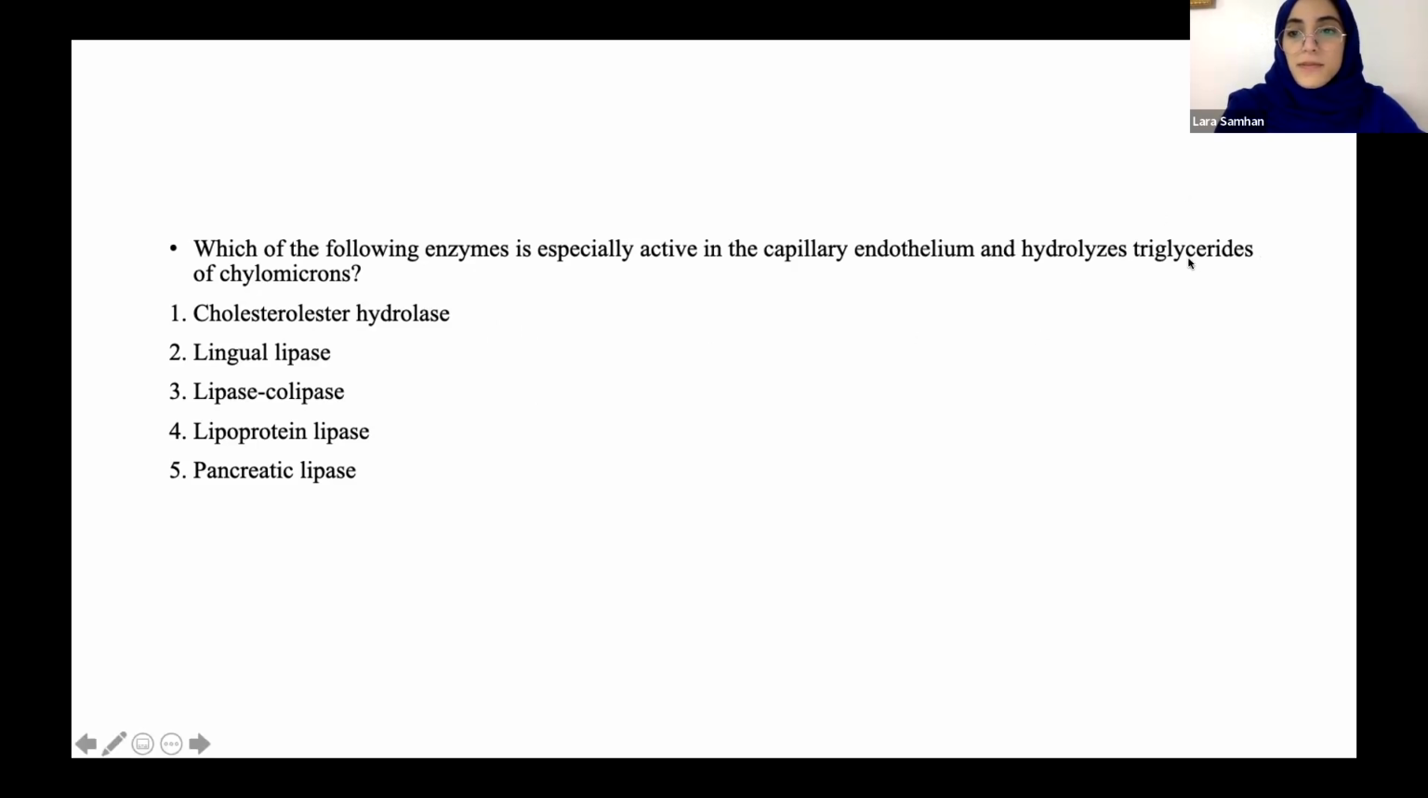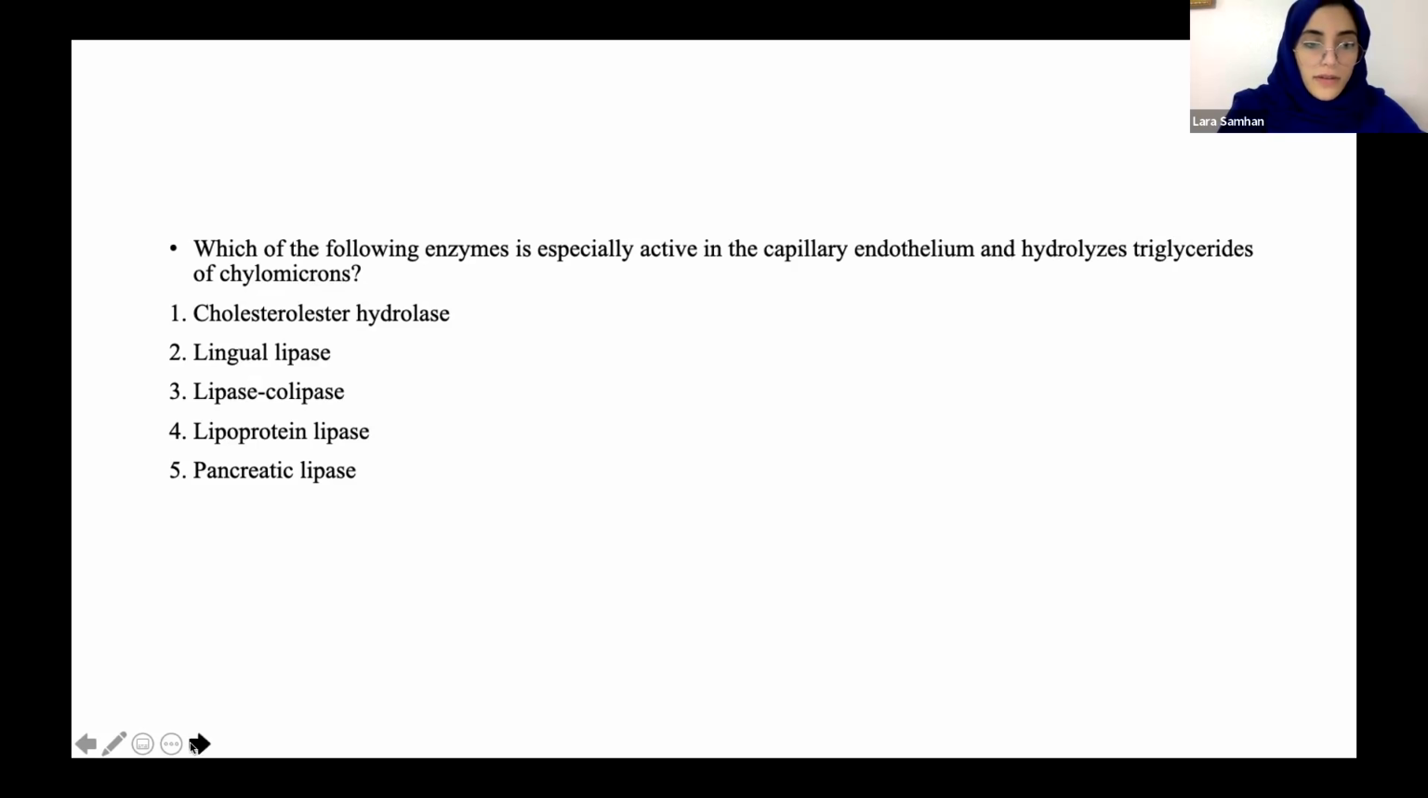So this question asks about triglycerides. Maybe a couple of answers can be correct, but which is the most correct among those choices? Okay, so we're going to do it together. This question says, which of the following enzymes is especially active in the capillary endothelium and hydrolyzes the triglyceride in chylomicrons? So triglyceride is basically a fat, right? So which of them will be hydrolyzing the triglyceride of the chylomicron?